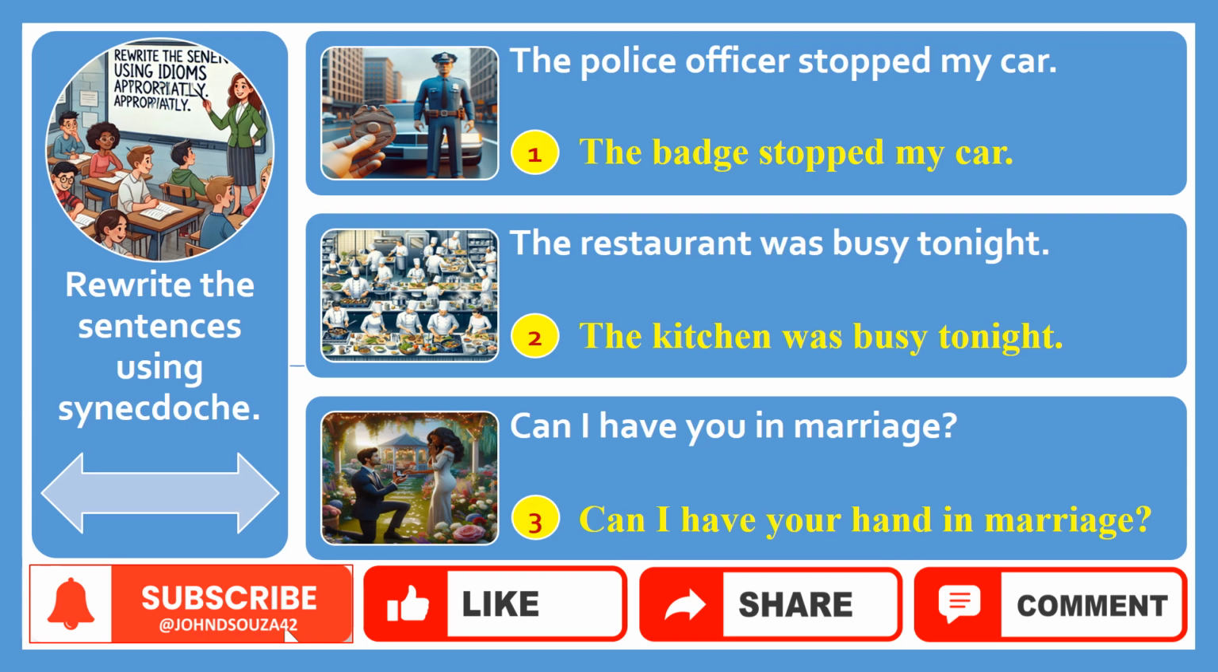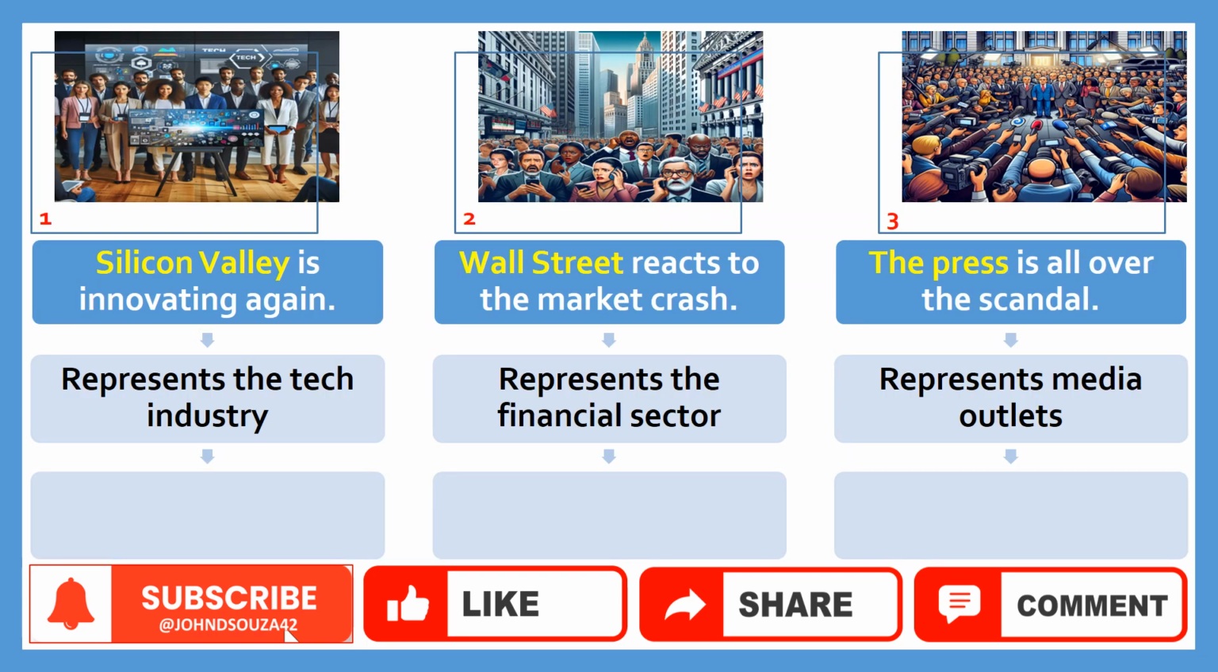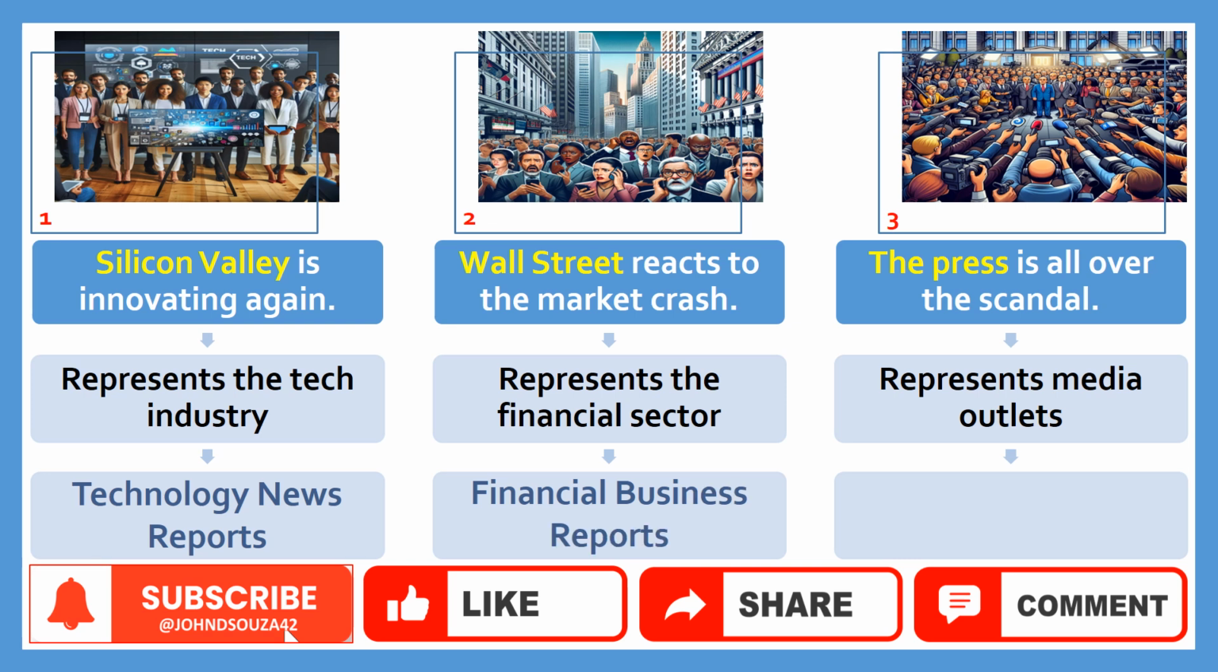Synecdoche in journalism and news media. Silicon Valley represents the tech industry in technology news reports. Wall Street represents the financial sector in business reports. Press represents media outlets in entertainment media coverage.